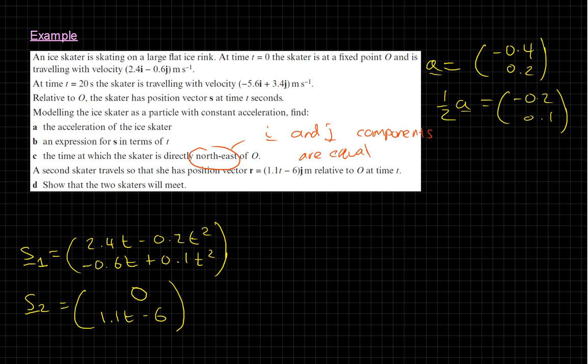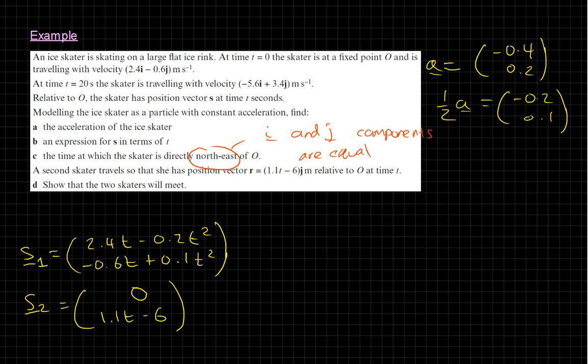Question is, do they meet? What does it mean for two things to meet? If two things meet, it means they're in the same place at the same time. It seems kind of obvious, but two things have to be same place, same time. So mathematically, what we want to know is there a value of t which, if I substitute it into both of these expressions, I'll get exactly the same values. So I'll get the same I component, the same J component.